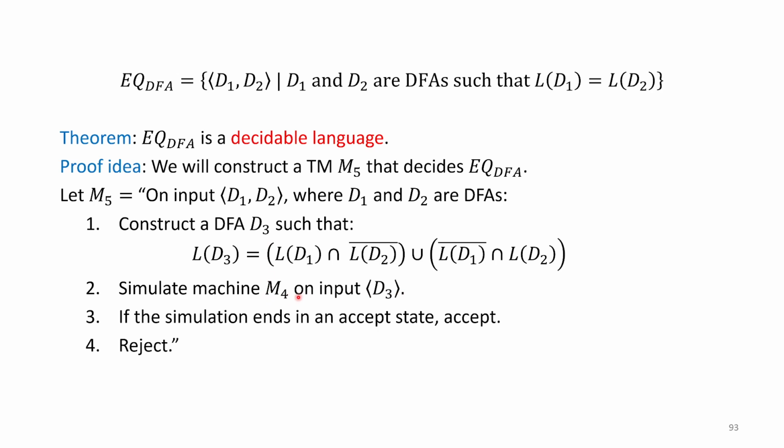Now remember, what M4 does is it checks to see if D3 is empty. So if this is empty, that means there were none of these special strings that were not included in the other language. So they must have been the same language, so we should accept. So if M4 accepts, we accept. Otherwise, we reject. Again, this shows us that EQDFA, checking to see if 2 DFAs are the same, is a decidable language, something a Turing machine can do, meaning something a computer can do.